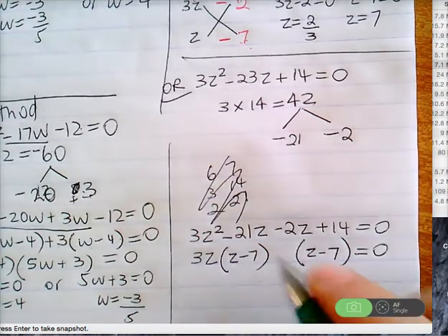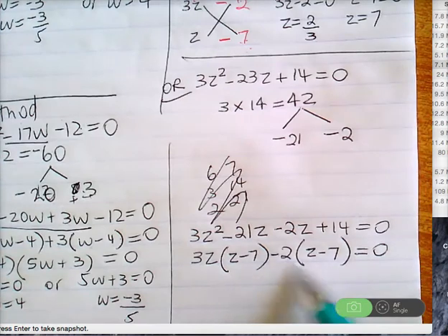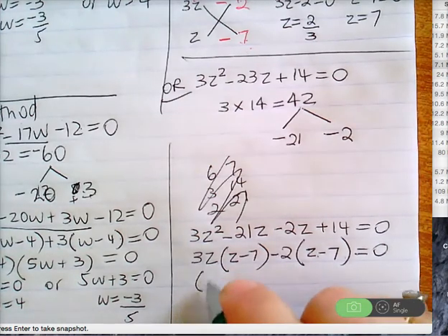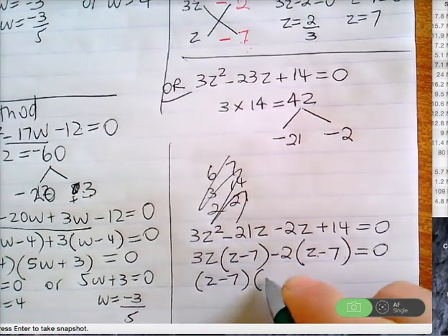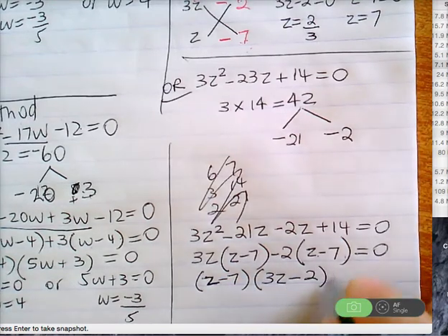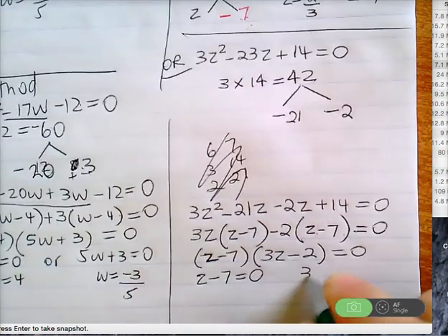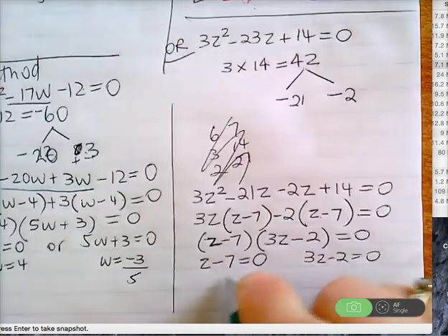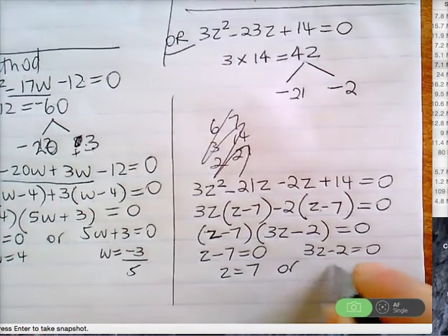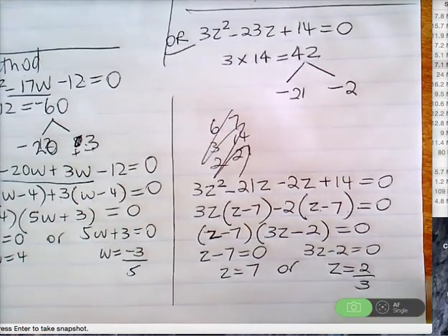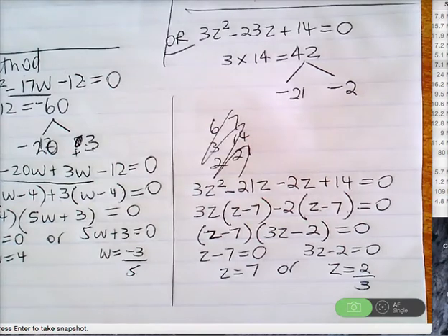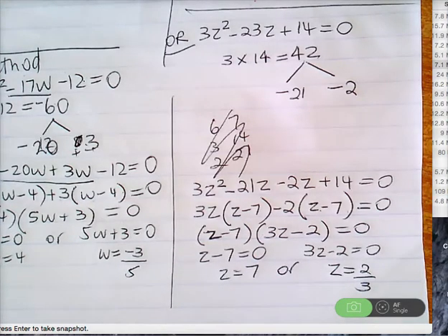What do I do now? Minus 2. Because I get minus 2z plus 14. So I've got z minus 7, just be careful with the z's, 3z minus 2. So therefore, z minus 7 is 0, or 3z minus 2 is 0, which means z is 7, or z is 2 over 3. Now that's the other method. Now, if you don't like either of those methods, there's the formula.